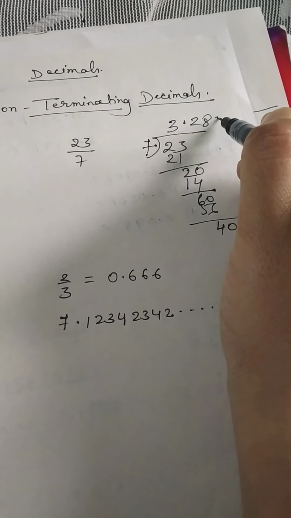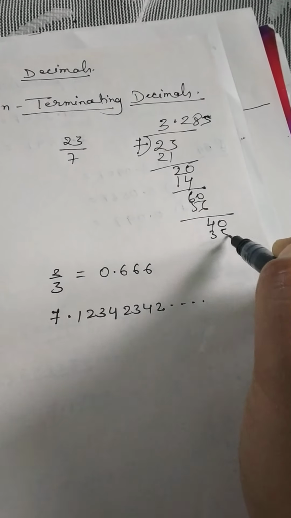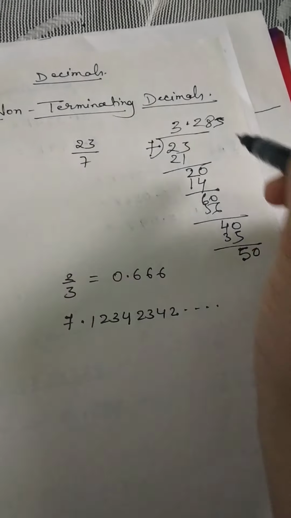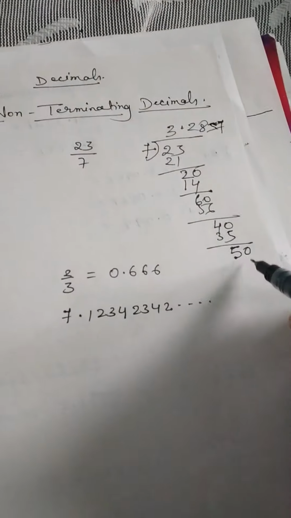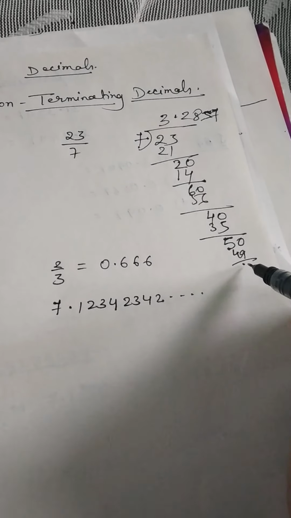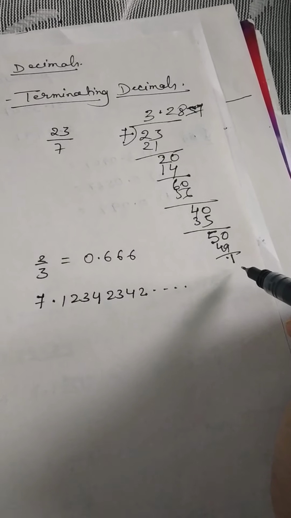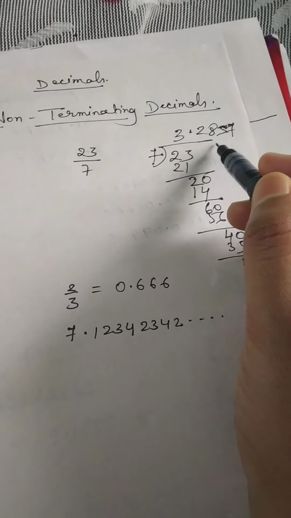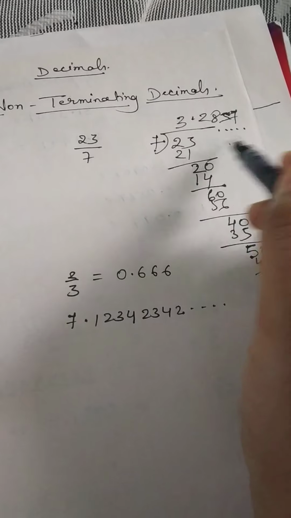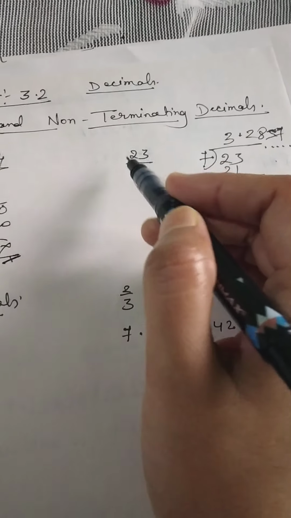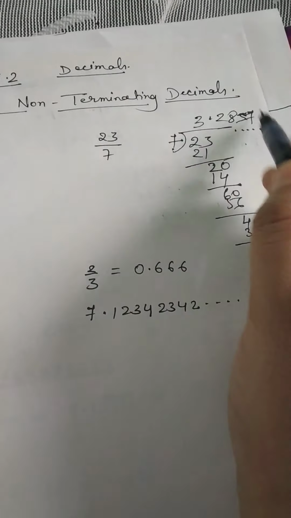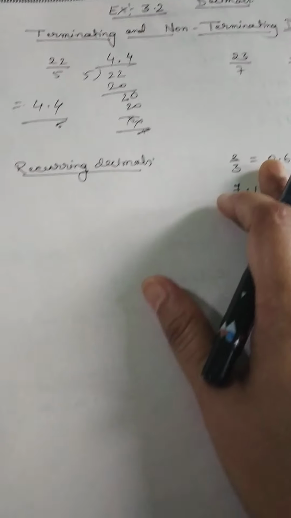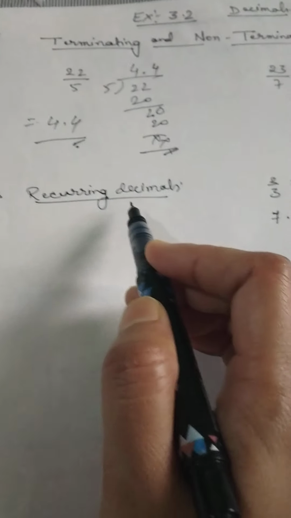7 5s are 35. 10 minus 5. Then again 5. We'll get one 0. Then 7 7s are 49. So you can see, again we have got the remainder. So this division is going on continuously. There is no end point of this division. So this kind of decimal is called a non-terminating decimal, which will never end. Got it? Now next is recurring decimal.